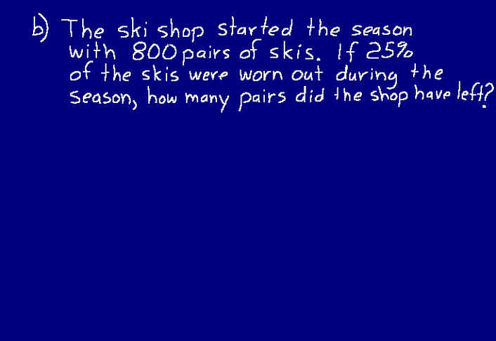Let's do another problem. The ski shop started the season with 800 pairs of skis. If 25% of the skis were worn out during the season, how many pairs did the shop have left? Okay, so we see it's a percent word problem. Let's just go ahead and write down our formula. P over 100 times of equals is. Now, we want to know how many pairs the shop had left. 25% of the skis were worn out. So 25% of 800 were worn out. 75% of the skis were left though, right? That's what we want to know, is how many were left.